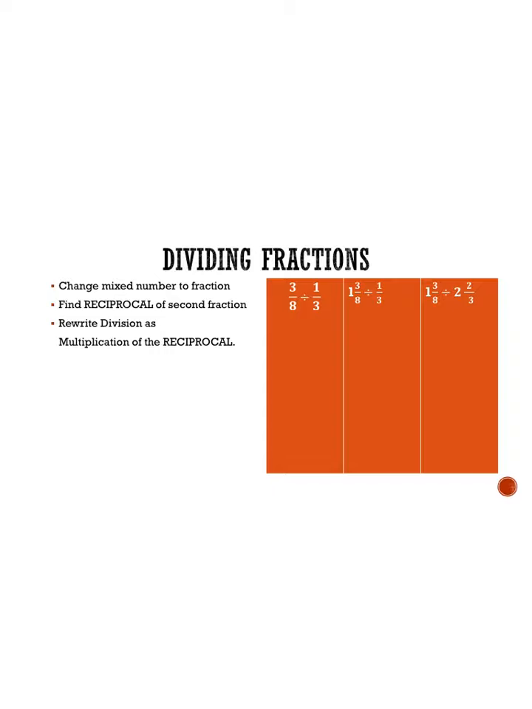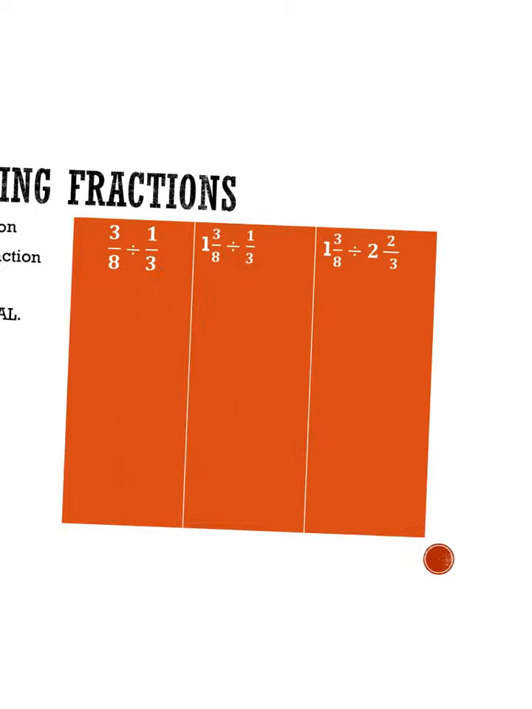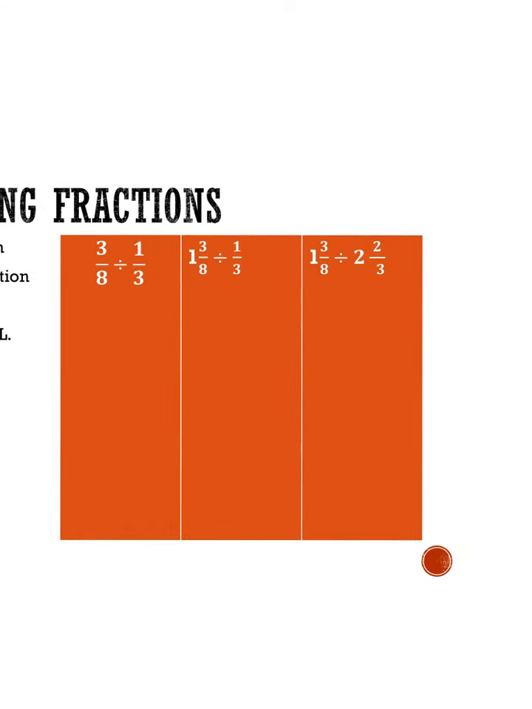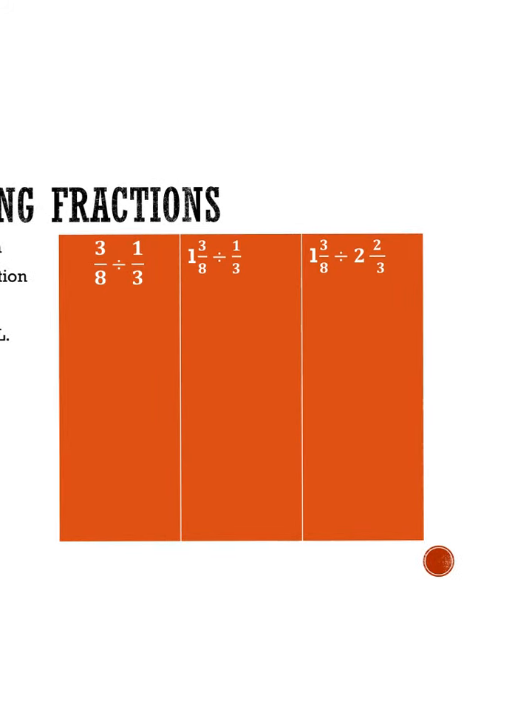Okay, so I'm going to blow this up so it's easier to see. First, I'm going to find the reciprocal of 1/3, which is 3/1. And I'm going to rewrite the division as multiplication by that reciprocal. So 3/8 times 3/1 is 3 times 3 is 9, 8 times 1 is 8.